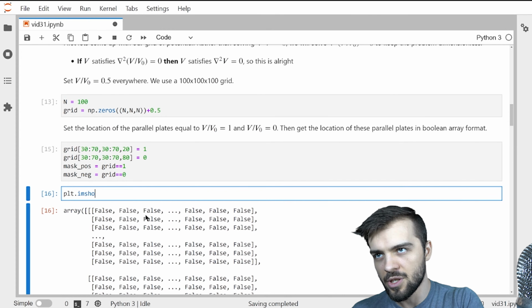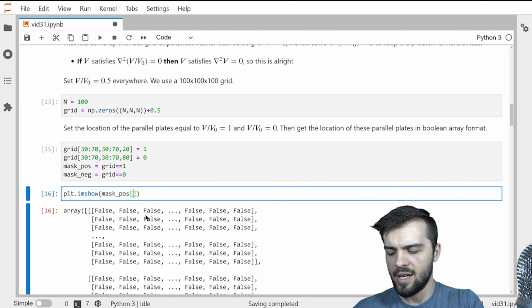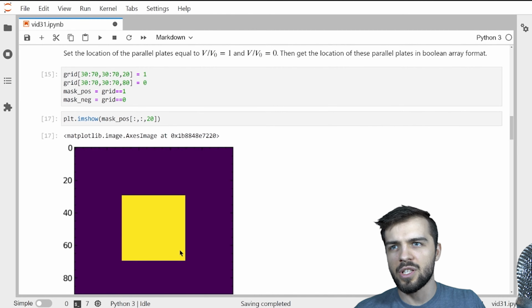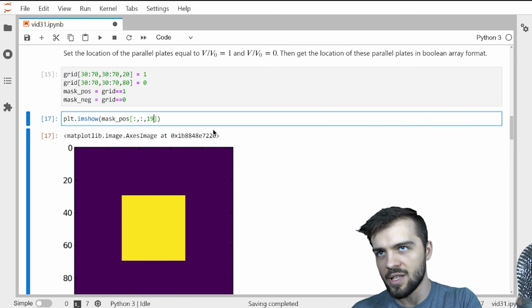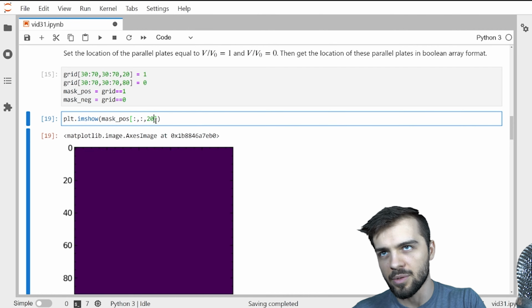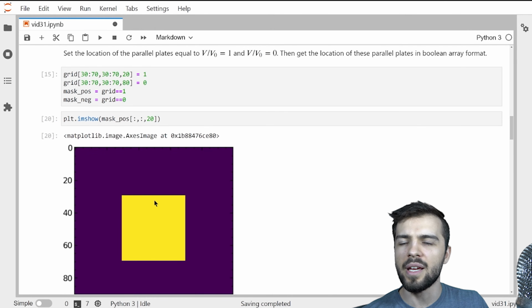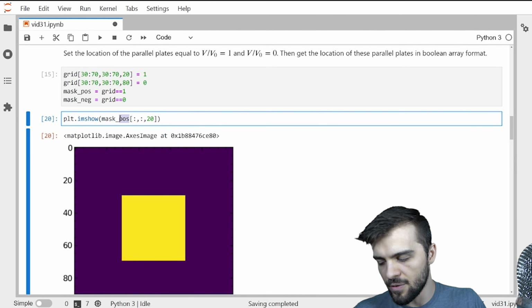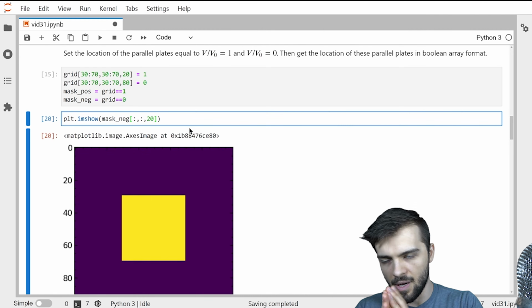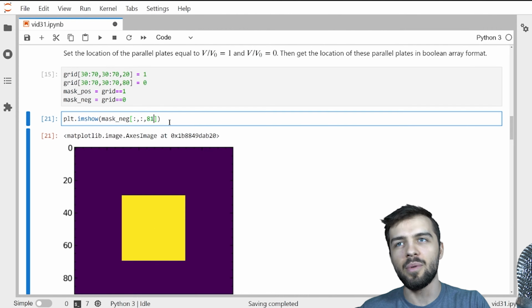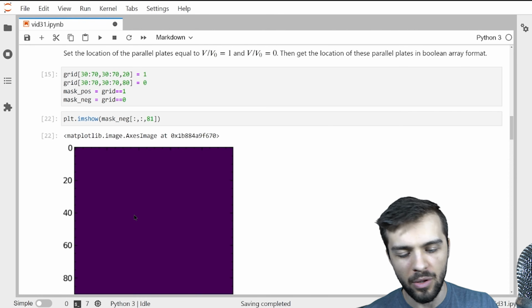So if I plot.imshow this, and I mask positive, and I just take the z equals 20 slice, which is where I set it equal to 1, you'll see that it's equal to 1 here. But at all other locations, like z equals 19, there's nothing. z equals 21, there's nothing. Everything else is 0. By the way, yellow is equal to true when I plot the Boolean array here. So you can see that this is equal to true at this location. And my mask negative, which gives me the locations of my fixed plate equal to 0, that should be true at 80, right? And then at 81, it's not, right? So it's only true at the locations of those grids.